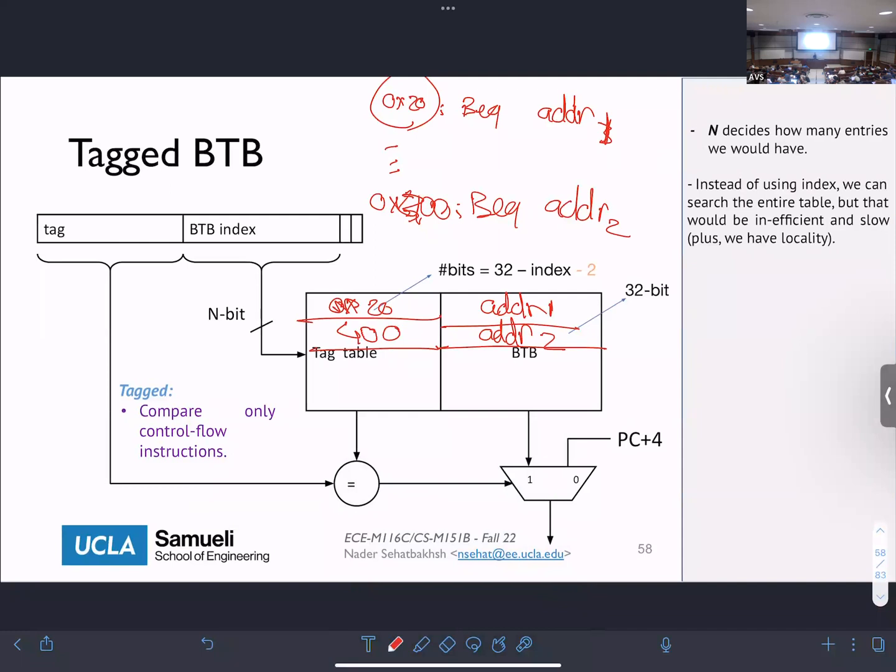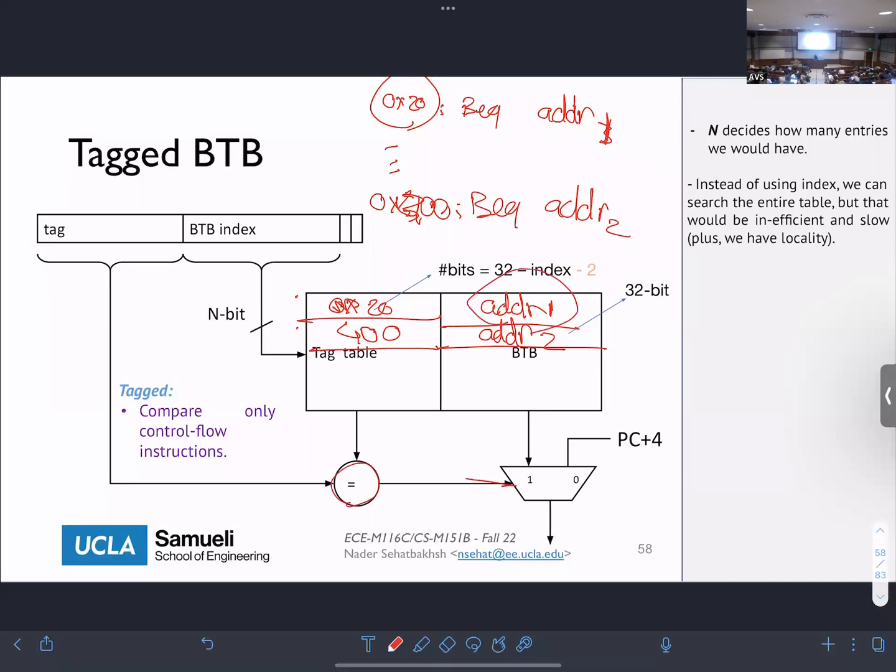So we call these tags because they basically tell us which branch this is, because the next time this branch comes in, I know whether it is this branch or something else, right? So I need to know this. And the first thing we're going to do is compare the tags with the new instruction. And if these two match, then I'm going to use this instruction.